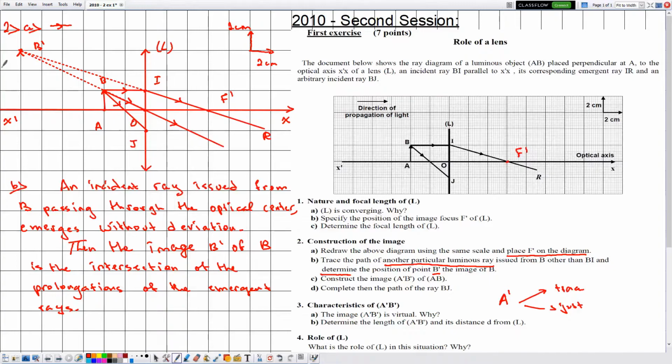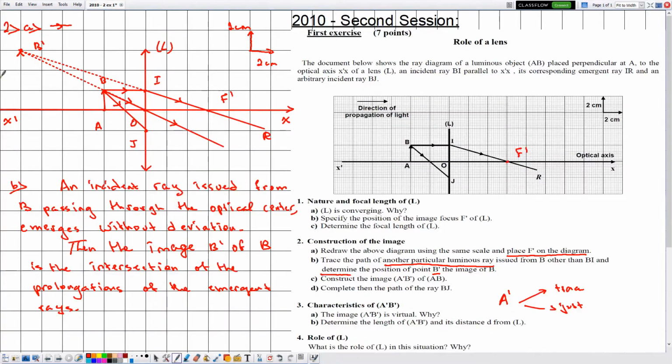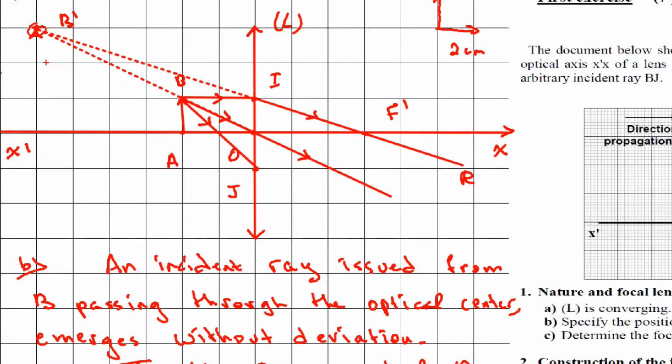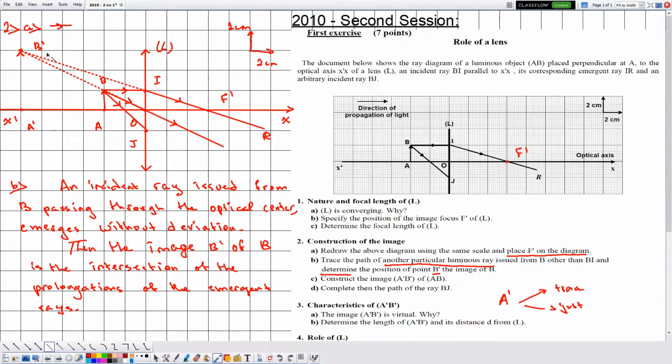So A prime is the image of A. So notice that the point A represents the foot perpendicular of B on the optical axis. Then the point A prime will represent the foot perpendicular of B prime on the optical axis. So this is A prime. And now let's trace the image A prime B prime. So because B prime is the intersection of the prolongations, then A prime B prime will be dotted.